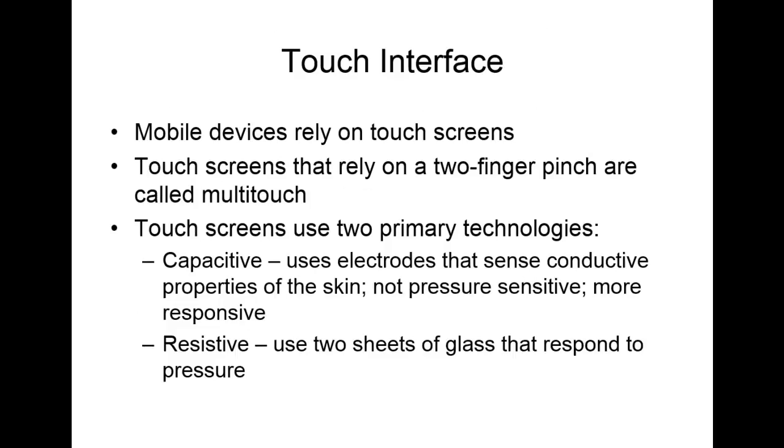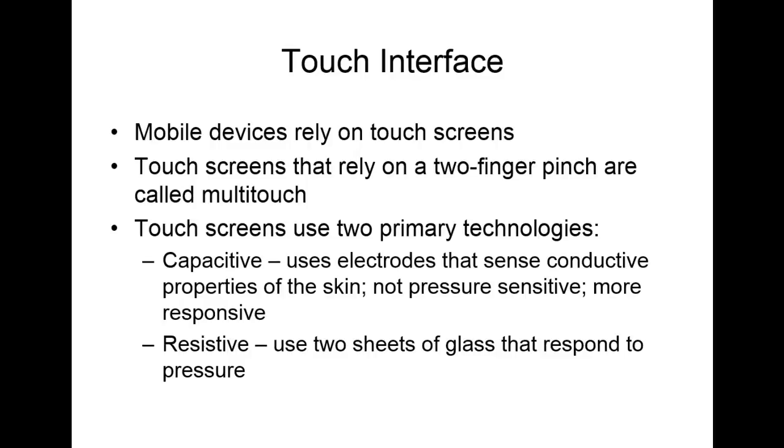Now, one of the biggest differences in going from the standard cell phones to mobile phones or tablets is the touch interface. And we rely on this touch interface as we don't have those raised buttons for doing all of the work anymore. Touch screens that rely on a two-finger pinch are called multi-touch. This is where you can enlarge and shrink things just by using your fingers to pinch the device.